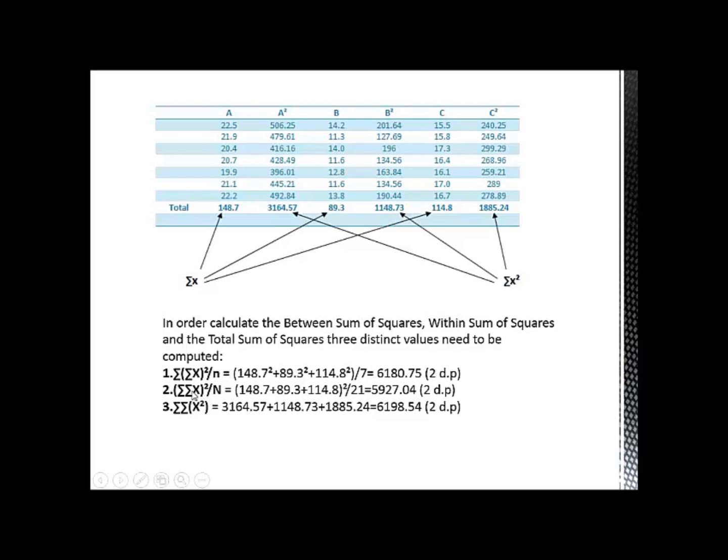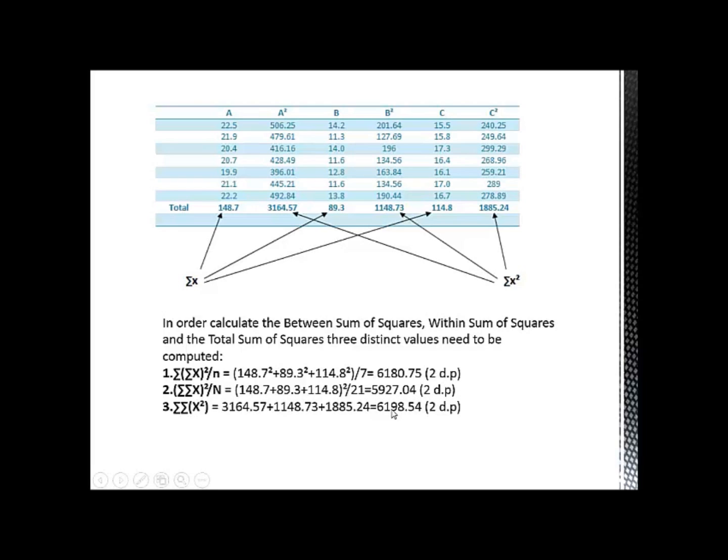You could then calculate another value, the sum of all observations squared and divided by n, where n is the total number of observations. So you'd have 148.7 plus 89.3 plus 114.8, all squared, divided by 21, which is equal to 5,927.04 to two decimal places.